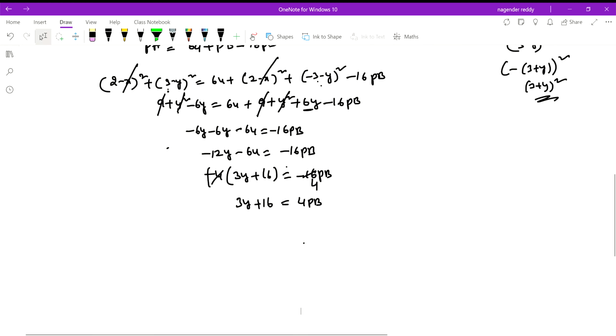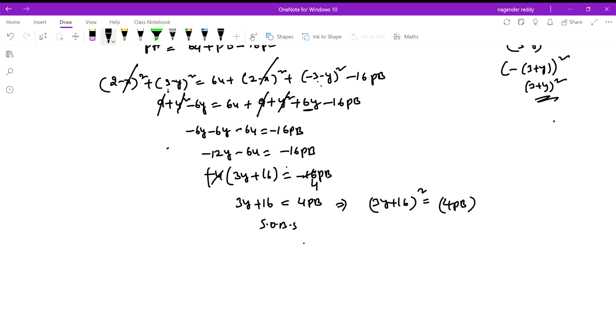Now the third step is again squaring on both sides, SOBS. (3y plus 16) whole square equals (4PB) whole square. Now (a plus b) whole square can be written as 9y square plus 256 plus 2 times 3y times 16, which is 96y, equals 4 PB square, that is 16 PB square. See students, if you are clear with that, then 9y square plus 256 plus 96y equals 16 into PB square.